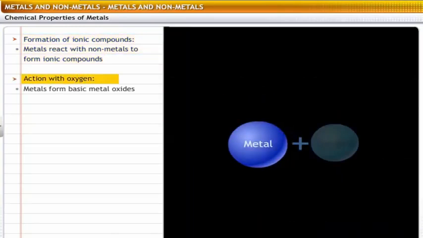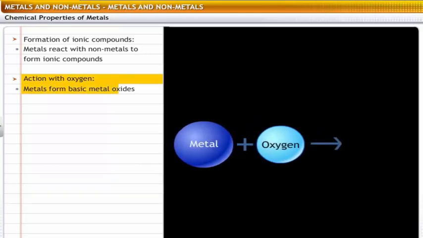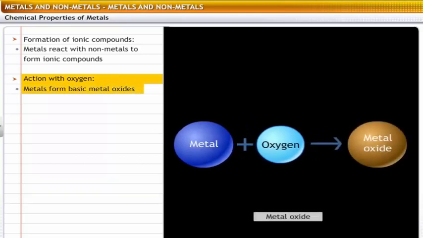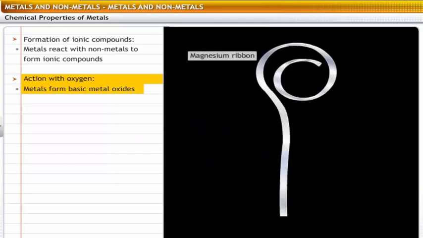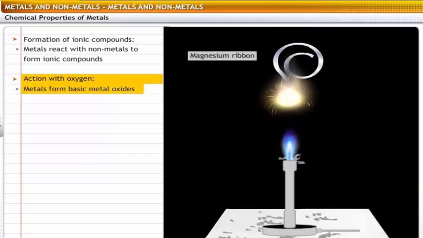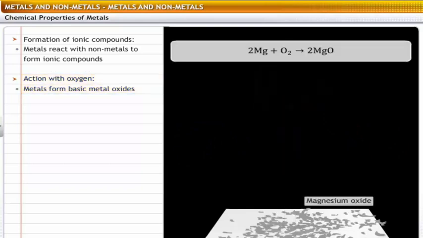Action of metals with oxygen. Metals burn in the presence of oxygen to form metal oxides, which are basic in nature. For example, a magnesium ribbon burns in oxygen to form magnesium oxide.